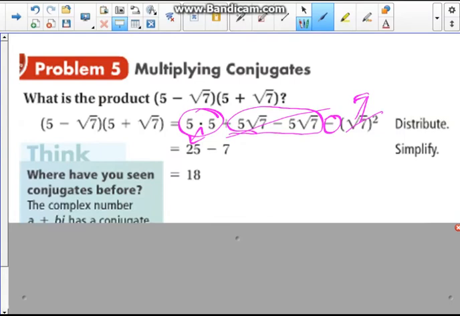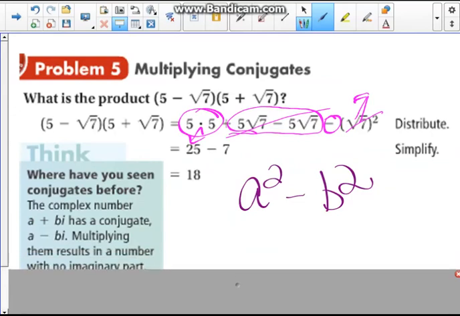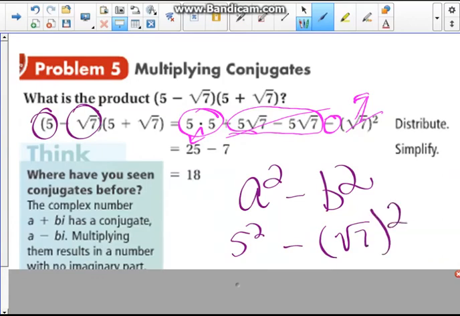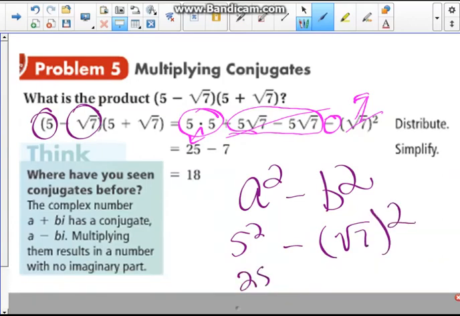going to come out to A squared minus B squared. So let's look at how that works here. My A is 5 and my B is radical 7. So 5 squared minus radical 7 squared. 5 squared is 25 minus radical 7 squared is just 7. 25 minus 7 is 18. Okay, so that should help your work go much quicker.